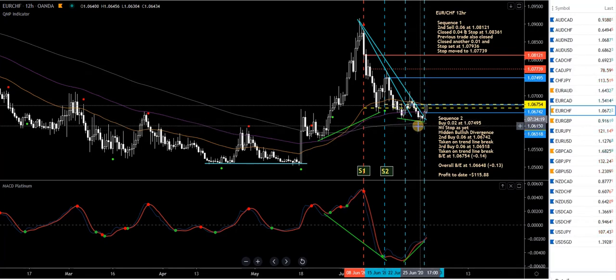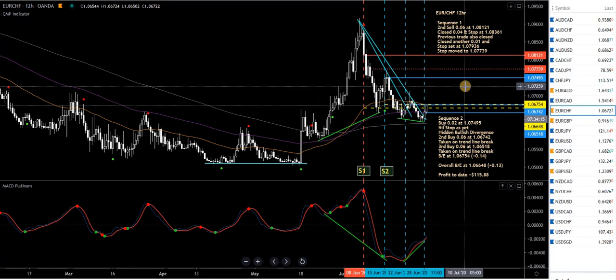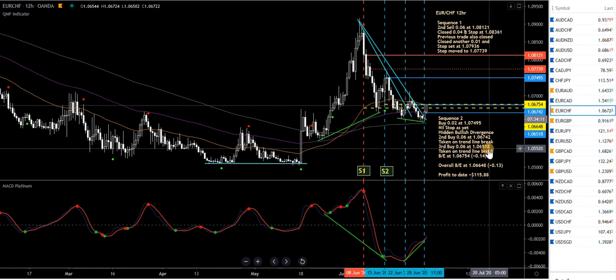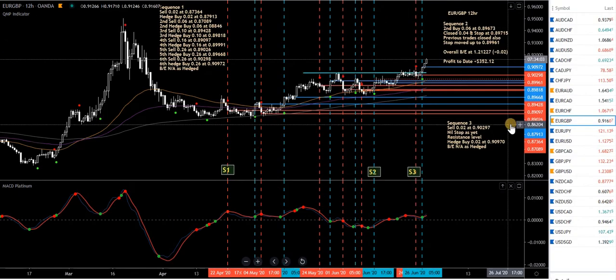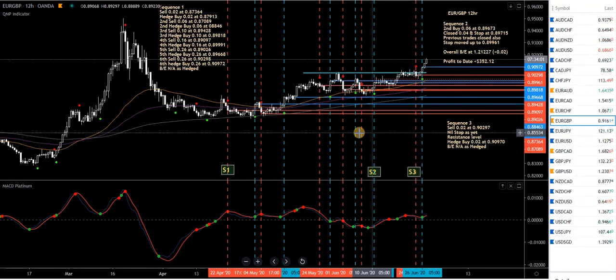So yeah, there's a little bullish divergence here, so it's a good little trend line break, and it's gone all right so far. So it's the Euro Swiss, just took a third buy, and I kept it pretty small too. I kept it the same size as the second buy. Probably regret that.